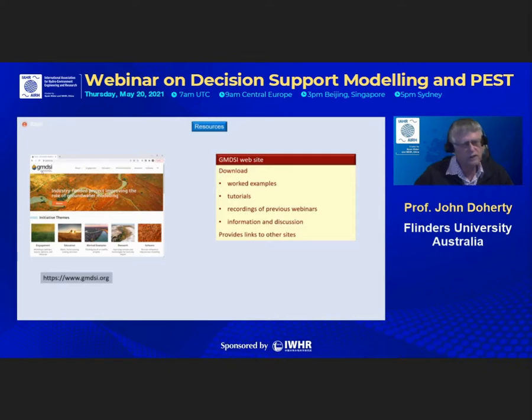GMDSI is a project that I'm involved in. GMDSI stands for Groundwater Modelling Decision Support Initiative, and the job of this project is to say what I'm saying now, but also demonstrate by worked examples that this is the way that modelling should go, and then give people help in moving modelling in that direction.